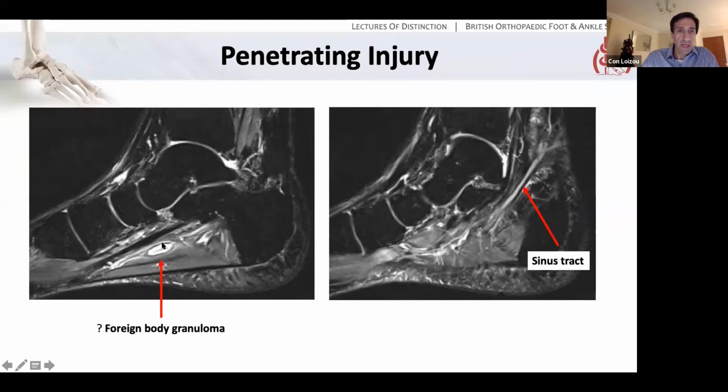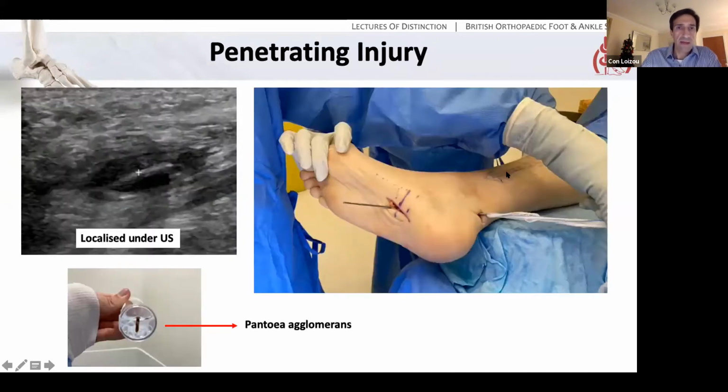So he had an MRI scan, which demonstrated, as you can see, a deep foreign body granuloma in the sole of the foot, and actually a sinus tract that was communicating with that posterior medial ankle ulcer and sinus. Now, the specific area of foreign body granuloma was localized under ultrasound. In a similar way, you're trying to localize a sequestrum and try and avoid exploratory surgery in general, and especially in osteomyelitis and infection.